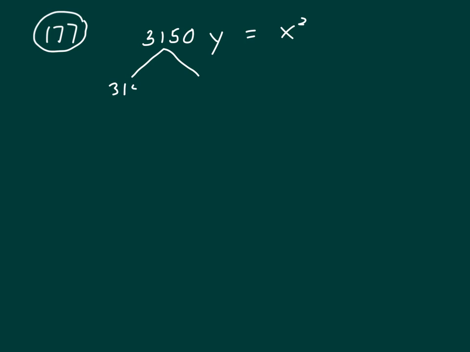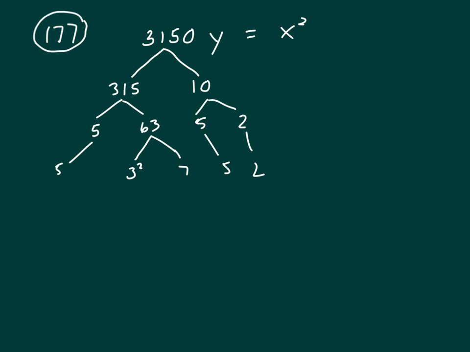Well, you know it's 315 times 10. And then we know 5 goes into 315, so 5 goes into 31... that's going to be 63. And then we know 10 is 5 times 2. And then we can go one more time, there's a 5. 63 is 9 times 7, which is 3 squared times a 7. And then bring down that 5 and that 2.